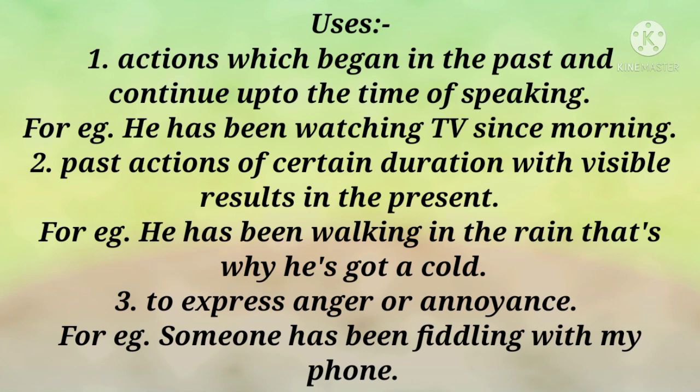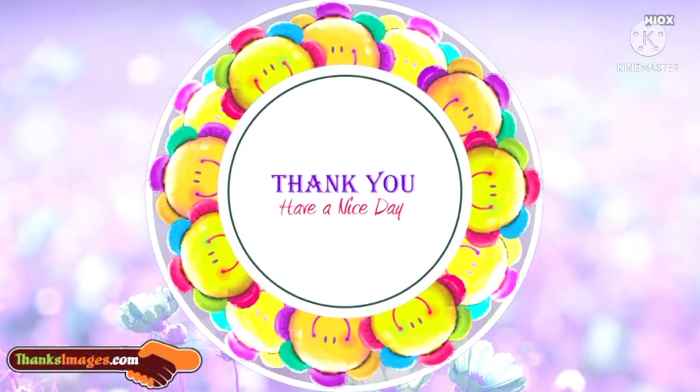First, actions which began in the past and continue up to the time of speaking. For example, he has been watching TV since morning. Second, past actions of certain duration with visible results in the present. For example, he has been walking in the rain, that's why he has got a cold. Third, to express anger or annoyance. For example, someone has been fiddling with my phone. Hope children you have understood the chapter.